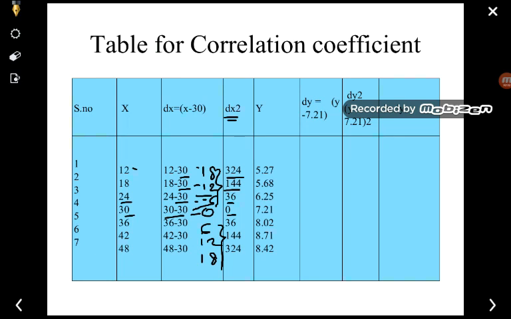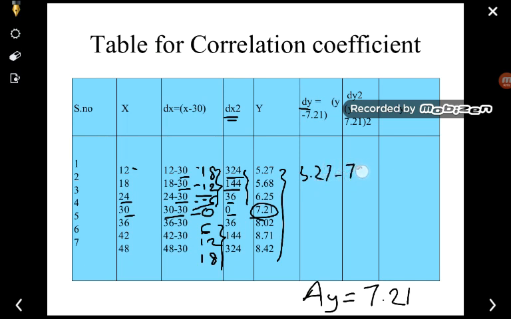Similarly, we have to find out the dy. Here also the number of observations is 7, so the mid value is 7.21. So we have taken the assumed mean as 7.21. In order to find out the dy, we have to subtract it from each y variable, that is 5.27 minus 7.21, which equals minus 1.94.